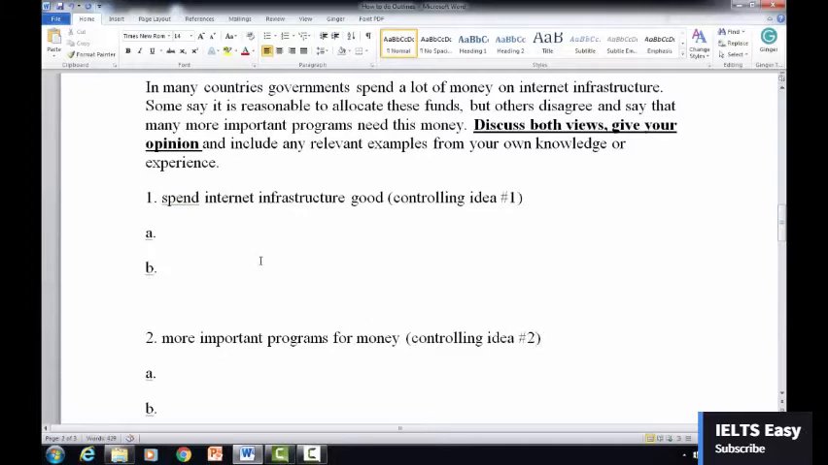Okay, now we want to think of what our specific details are going to be. Why might it be good to spend on internet infrastructure? Well, one reason might be related to business. And the second might be being able to handle social networks. Okay, so this would be my specific detail number one I'm going to talk about.